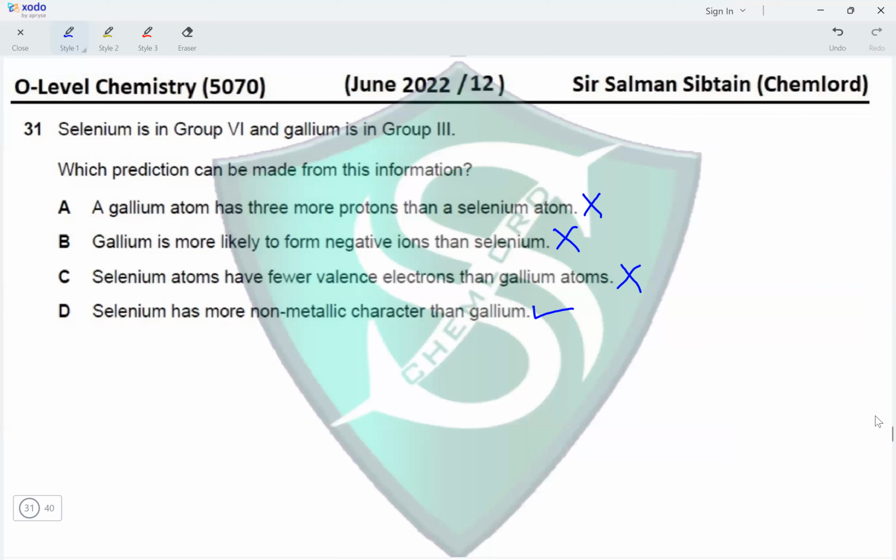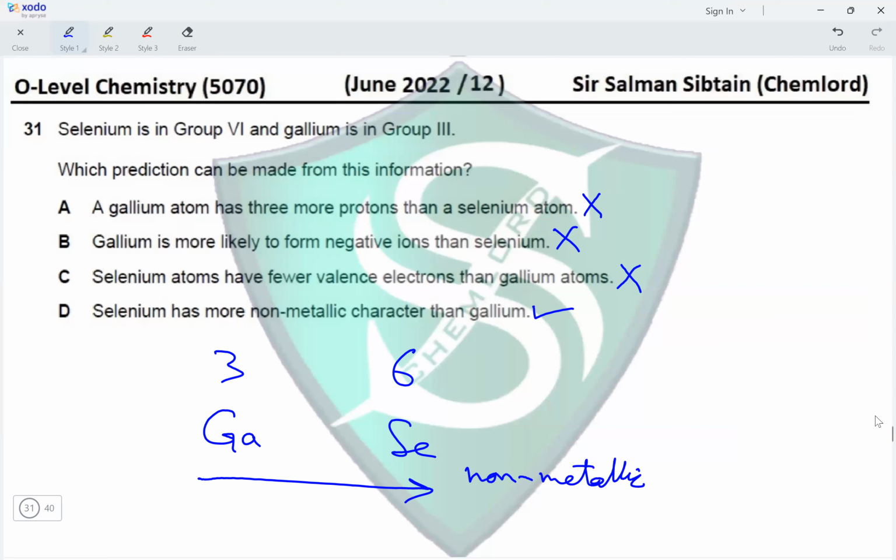But what is statement D? Selenium has more non-metallic character than gallium. Okay. Gallium is in group 3, selenium is in group 6. So going from left to right in the periodic table, the non-metallic character increases, whereas the metallic character decreases. This statement says selenium has more non-metallic character than gallium. Yes, this statement is correct. So option D is the correct option for this question.